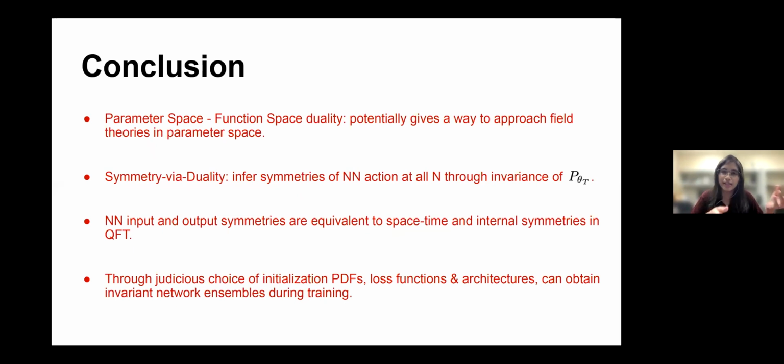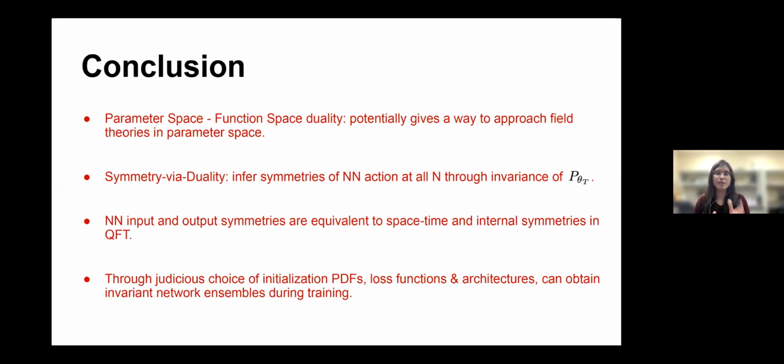Now, using the duality that I talked about, how we came up with the symmetry via duality technique, and how it lets us infer the symmetries that constrain the interaction terms in the effective action at all widths, just using the invariance of parameter distributions. And then the interesting correspondence between symmetries in the input and output layers of neural networks and how it corresponds to spacetime and internal symmetries in the field theory language. An interesting fact is that there are internal symmetries for multiple hidden layers in neural networks. And that's a very interesting feature that we do not see in quantum field theories. It may be very interesting for us, particle physicists, potentially.